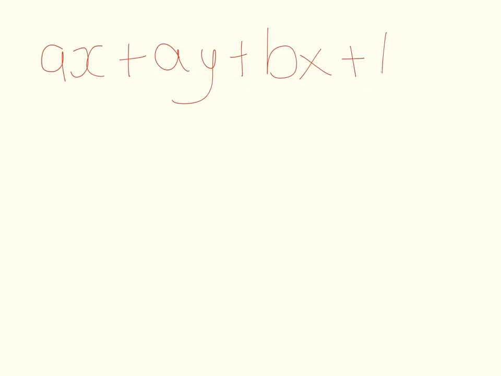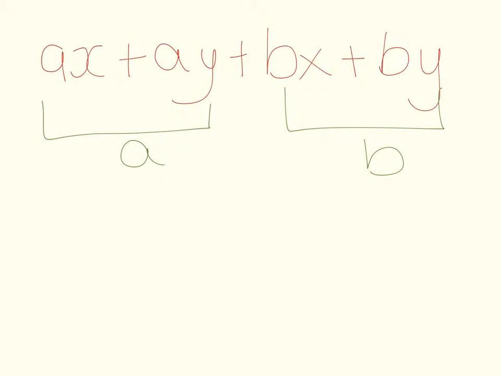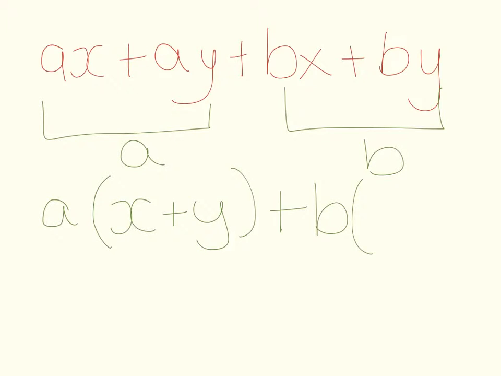If I want to factorise ax plus ay plus bx plus by, I have to look at what they have in common. If I look at my first two terms, they both have the letter a in common, and my second two both have the letter b. So I can factorise them according to their letter. I'm going to take a out of the first two, and I'm left with a bracket x plus y. And if I take b out of the second two terms, I'm left with plus b bracket x plus y.